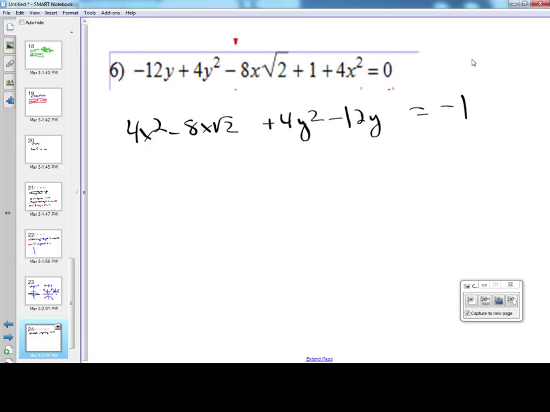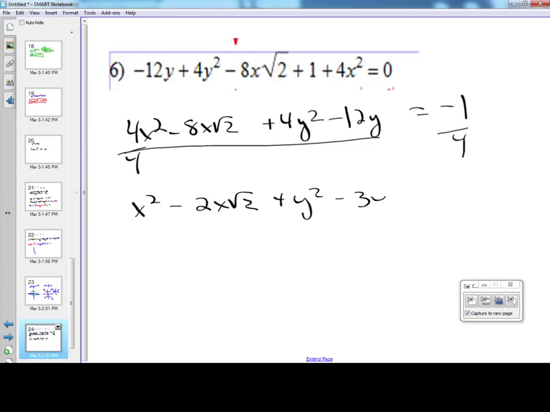I don't want these 4's there. That messes everything up. So I'm going to divide by 4. Oh, you know what? Shortcut. That gives me x squared minus 2x radical 2 plus y squared minus 3y is still equal to negative 1/4. Okay? Now, let's go with the x's.